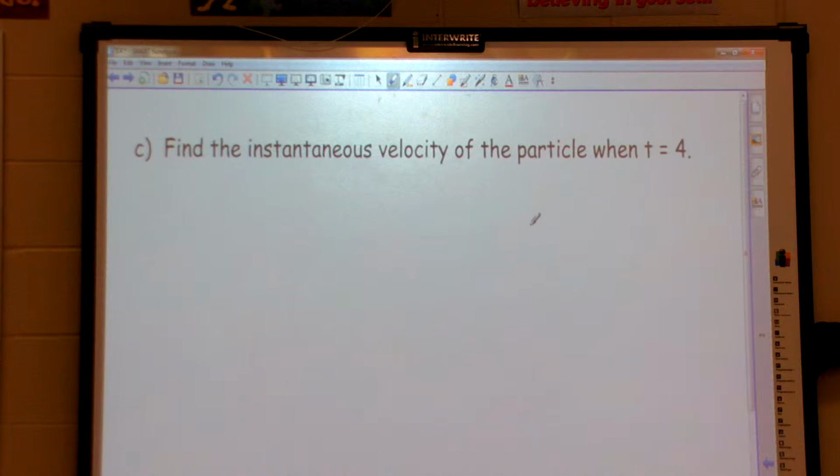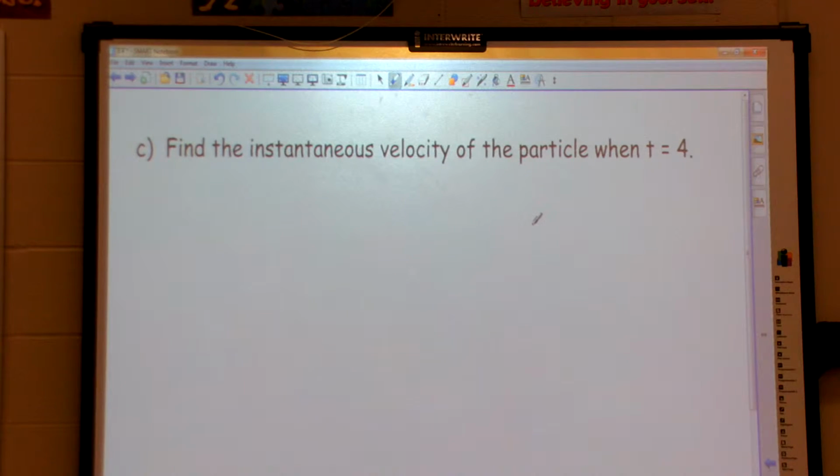Okay, I want the instantaneous velocity when t equals 4. Now, I didn't have to write instantaneous. I could just say find the velocity. This one, you guys will like. Very short. Doesn't exist. No. That'd be really short, though.